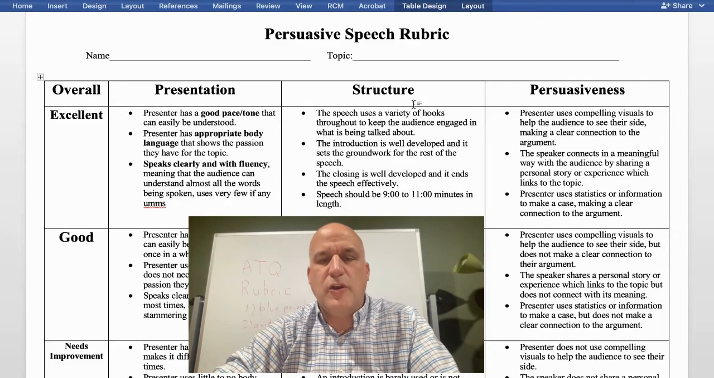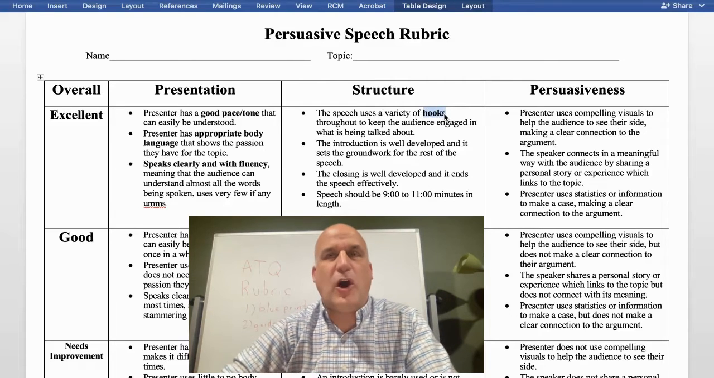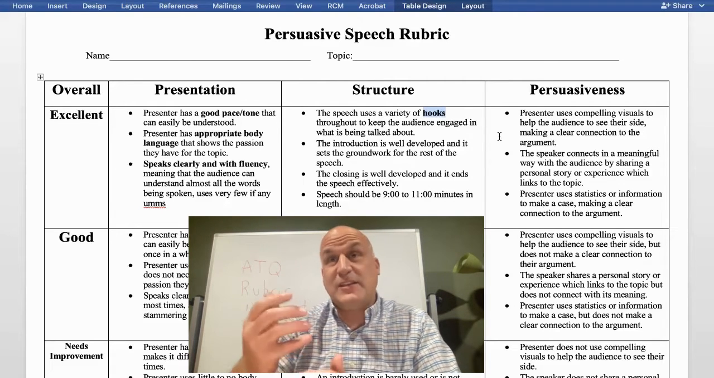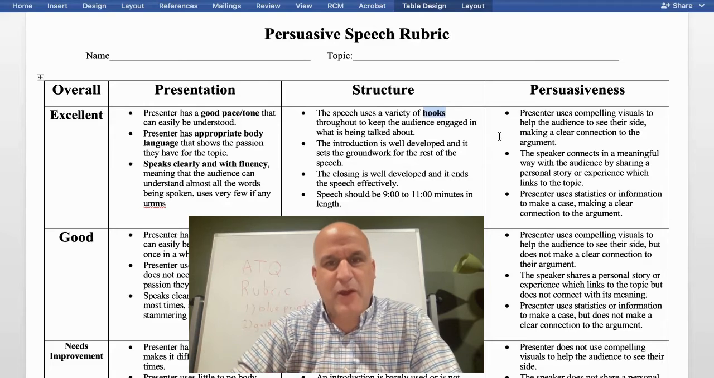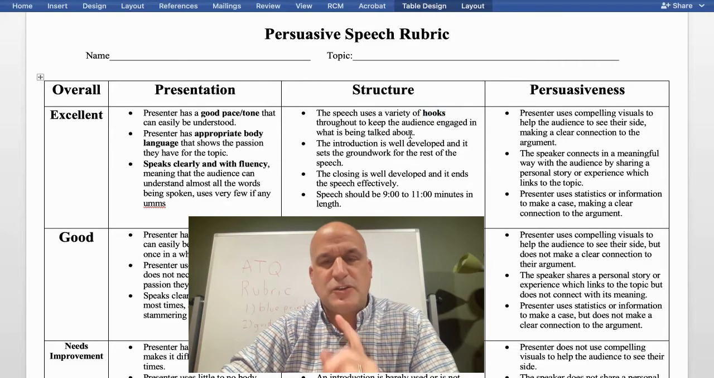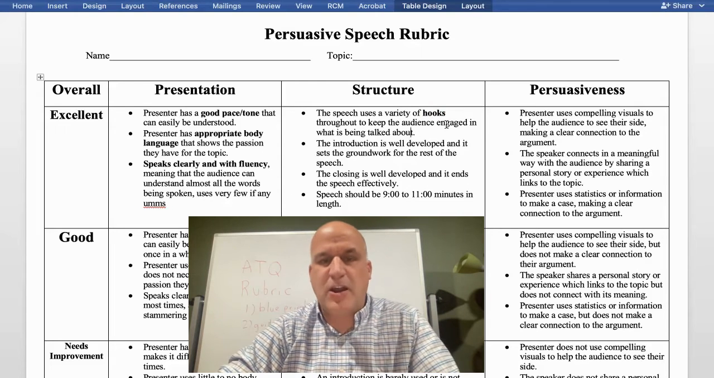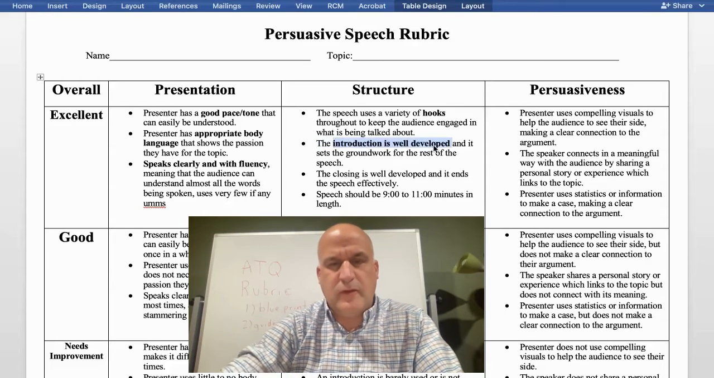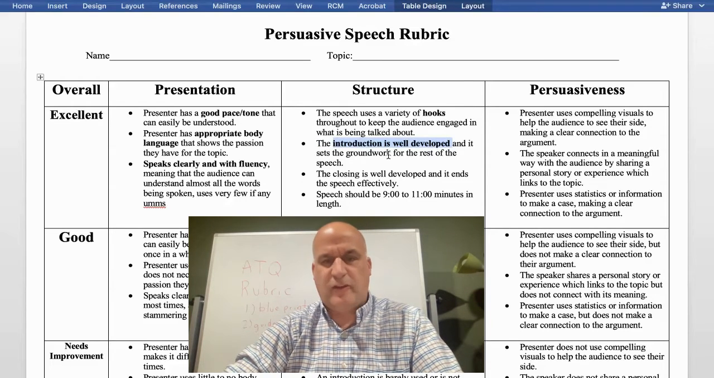Same thing with structure. You must use hooks. And it says hooks. It doesn't say hook. So that's another thing. If it says plural, I, as the evaluator, am going to be looking that you used multiple hooks because there's more than one there. And what does a hook do? It engages the audience, which is what is explained here. Introduction needs to be well developed. What does well developed mean? It's explained there. Same thing with the closing being well developed.